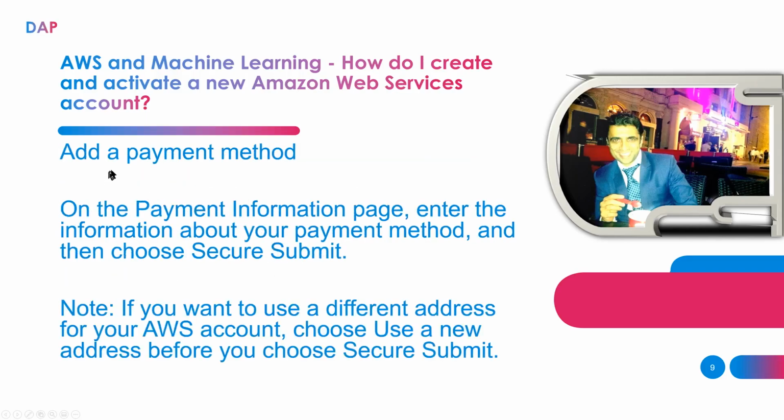Now the next step is that you will reach payment details. On the payment information page, you need to enter information about your payment method and then choose secure submit. Let me remind you, this is very simple. If you have ever opened a bank account, or made purchases on Amazon, you give your card details, your personal name, your address, and that's what you need to do basically here. So there's no point in me showing you my way of doing it, as we all do.